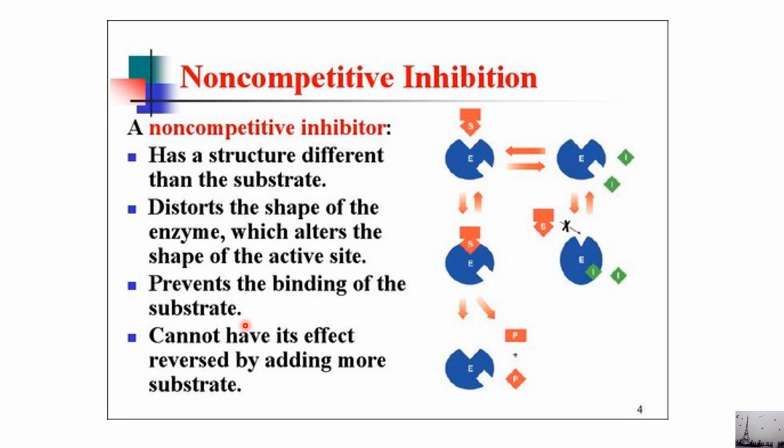In non-competitive inhibition, the structure is different from the substrate. It distorts the shape of the enzyme, which alters the shape of the active site. So the molecule has come and destroyed the shape of the enzyme. Now the active site is not capable of attaching to the substrate. It prevents the binding of the substrate, and its effect cannot be reversed by adding more substrate.